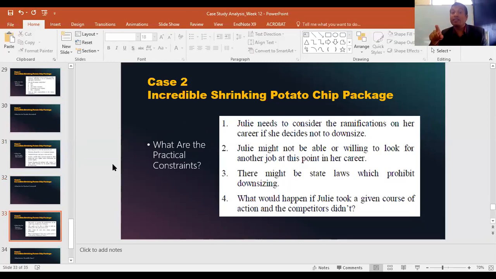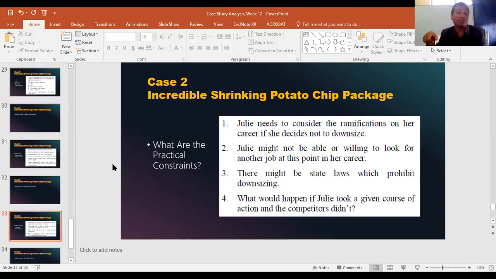Julia needs to consider the ramifications on her career if she decided not to downsize. She has to maintain the profit. She has to show that profit to the owner. Otherwise, she might get fired for not maintaining the profit level. The second one, Julia might not be able or willing to look for another job at this point of time in her career. That could be a kind of constraint.